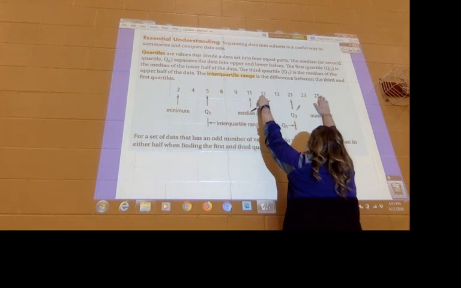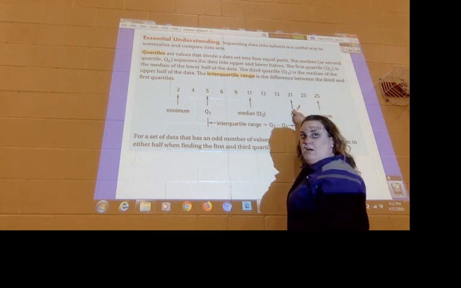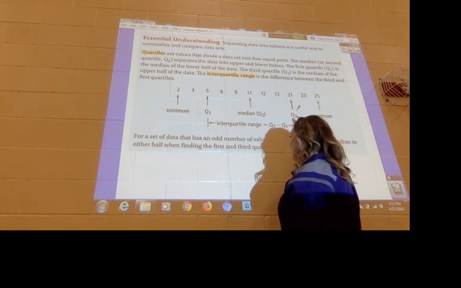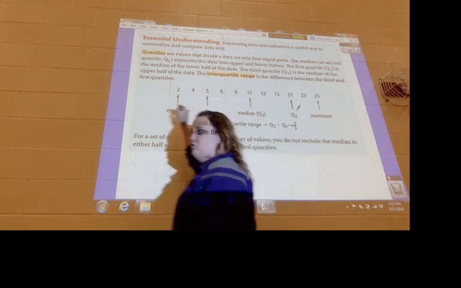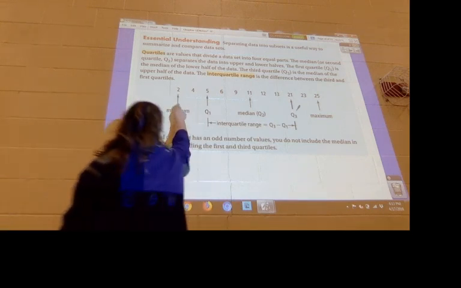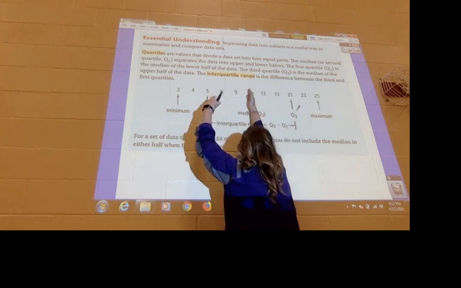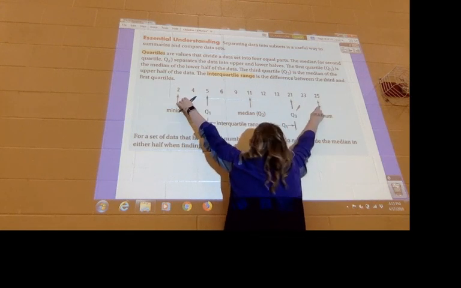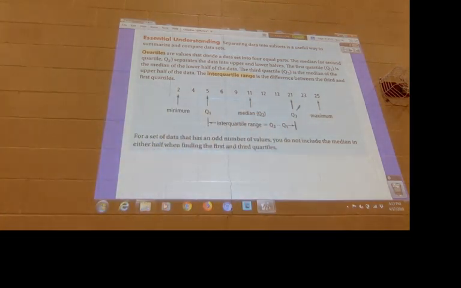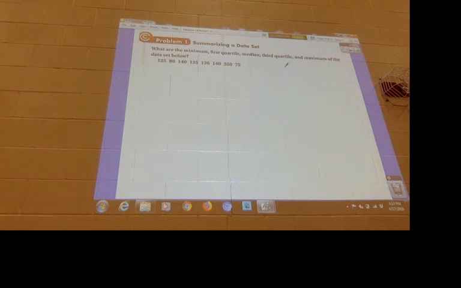Then you're finding the median of your top half. That's your Q3. Then you're able to draw your box and whiskers using these points. I would draw my box here with a line in the middle there, with whiskers. So let's do one. Problem one, we're gonna draw one.